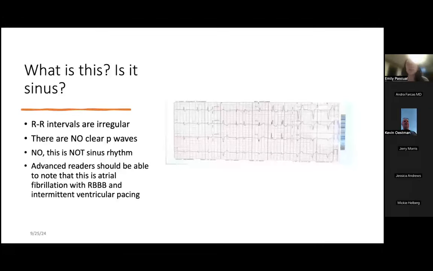And then last one here. This is a little bit of a tougher one. There's a lot going on, but the R to R intervals are not regular. If you look, there aren't really any clear P waves. So it's not sinus rhythm. For people who are really advanced at EKG reading, it's AFib, and you can see that there's intermittent pacing as well.